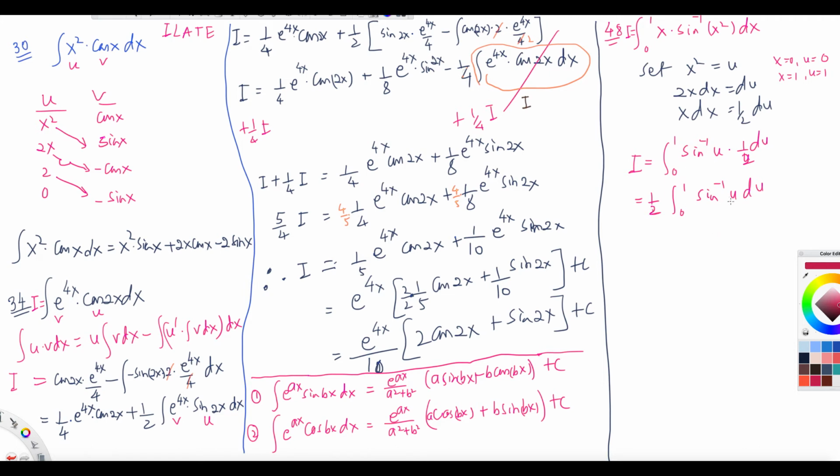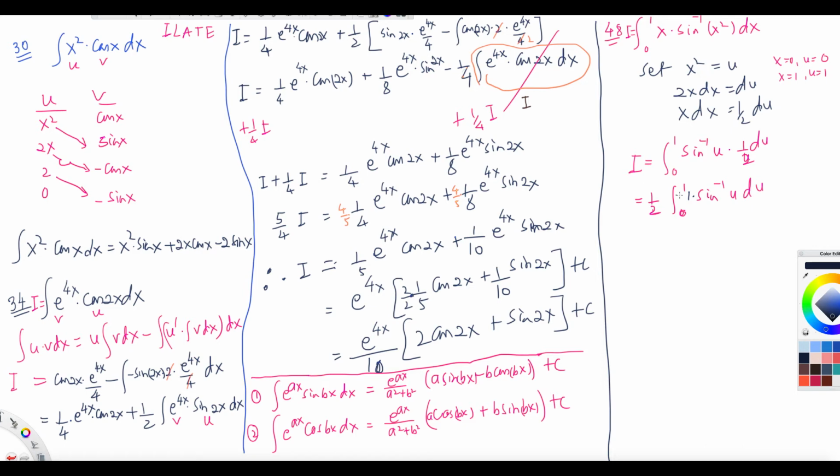We don't know what the antiderivative of sine inverse u is. We know what the derivative of sine inverse u is: it will be 1 over the square root of 1 minus u square. But what is the antiderivative of sine inverse u? That is the question. So this is a different type of problem. Again, we should use the product rule. There is only one term, sine inverse u, but you can always do 1 times it, right? Now we need to do the ILATE formula.